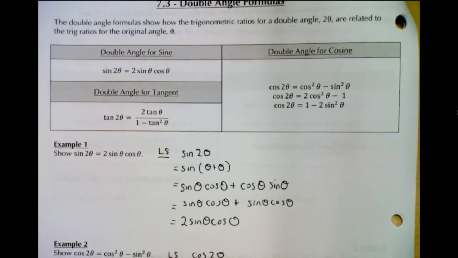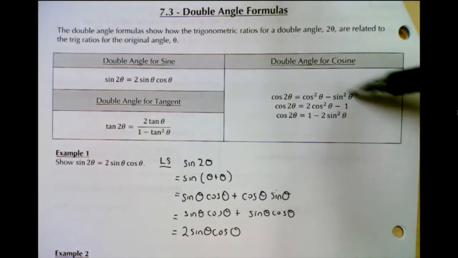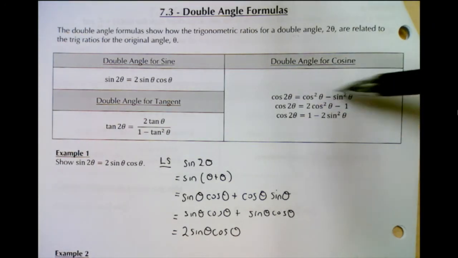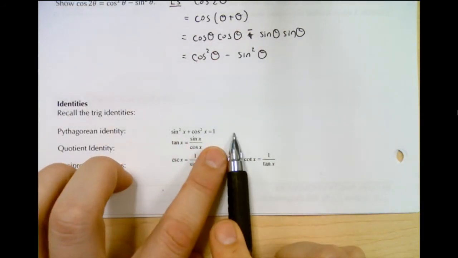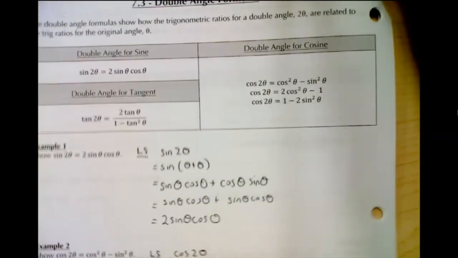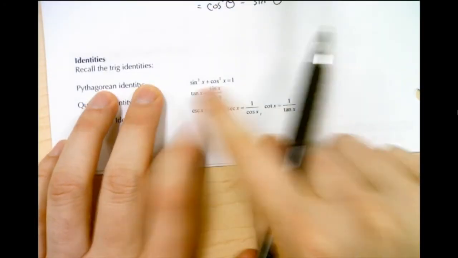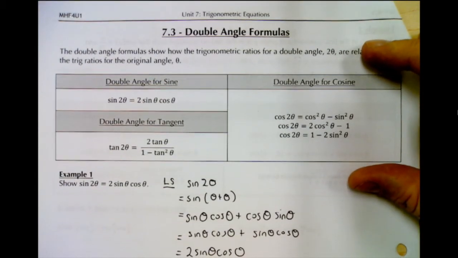These are three more formulas for your toolkit when demonstrating or proving trig identities, and also when solving trig equations. The reason there are 3 configurations for cosine is that they are just manipulations using the Pythagorean identity. If you wanted to write this whole identity just in terms of cos, you could replace sine squared theta with 1 minus cos squared theta, and then collect like terms. If you wanted to write this just in terms of sine, you could replace cos squared theta with 1 minus sine squared theta.